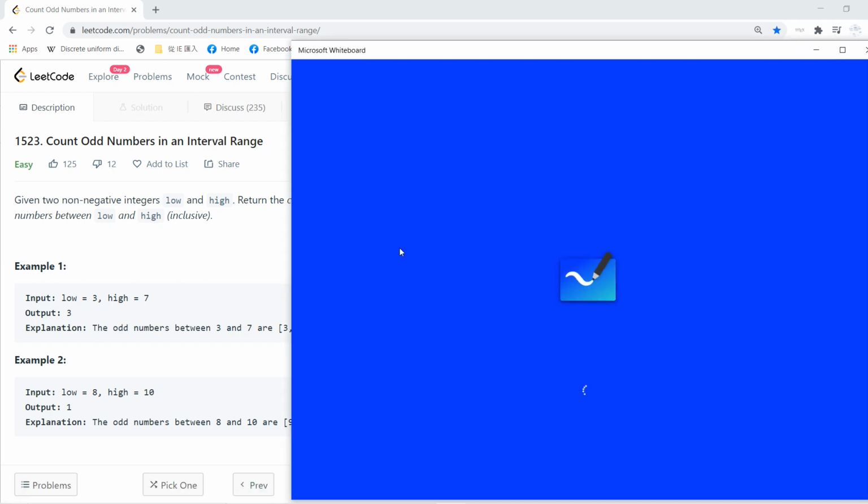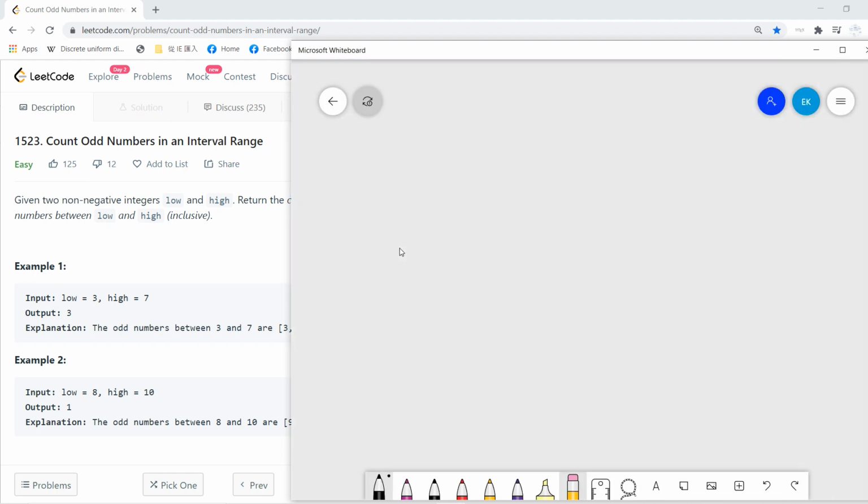Basically there's nothing special, there's nothing miraculous here. So how do we prove this? In the first case, low and high are both even.